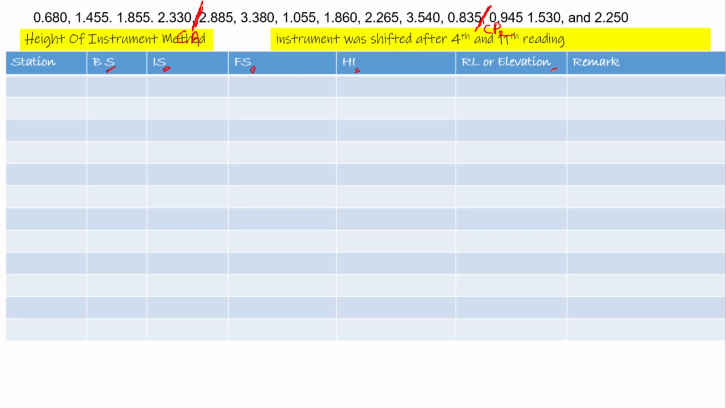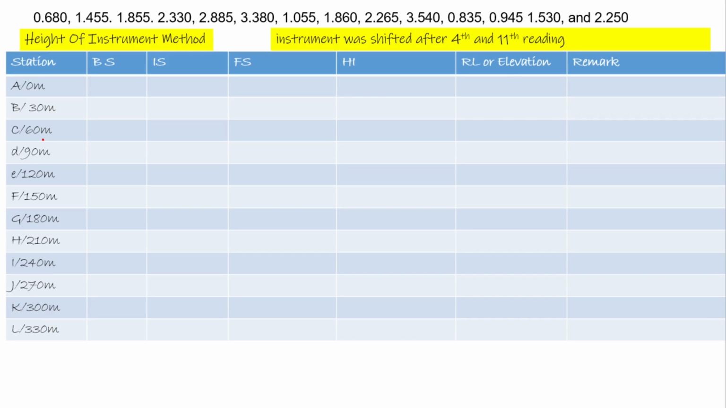Next is RL, or elevation of all points, and the last column is for remarks. Stations are the markings on the stations, like A, B, C, D were marked there. We can mark them, but in the question it was mentioned that it was a 30-meter interval. So I have mentioned it in two forms, A, B, C, D.